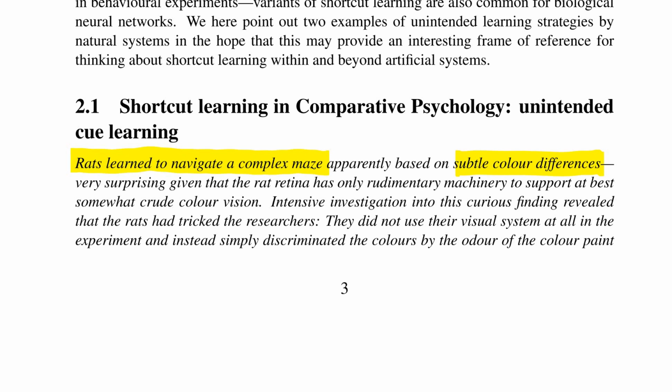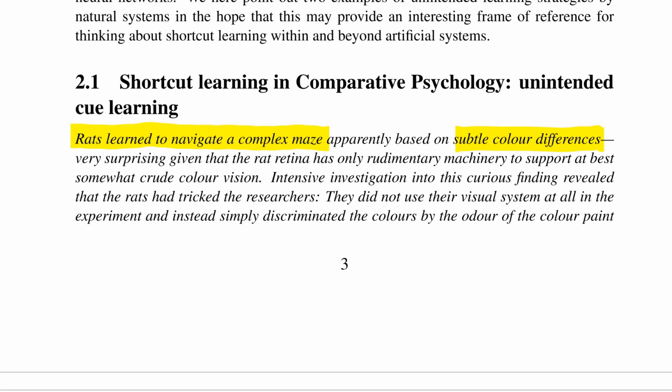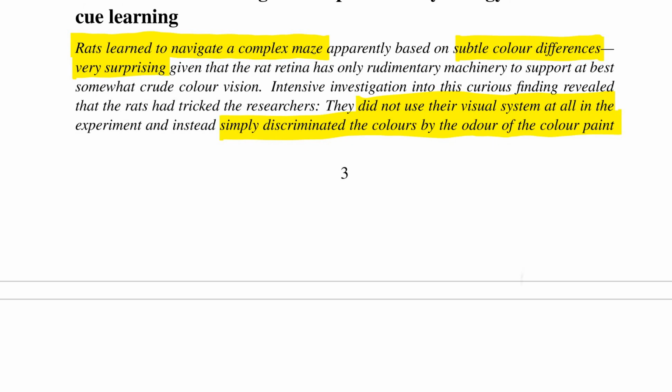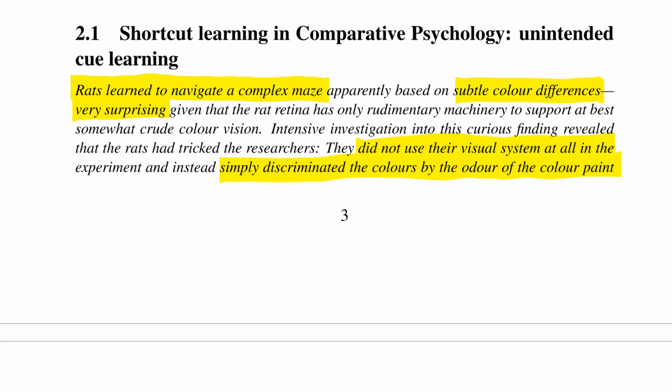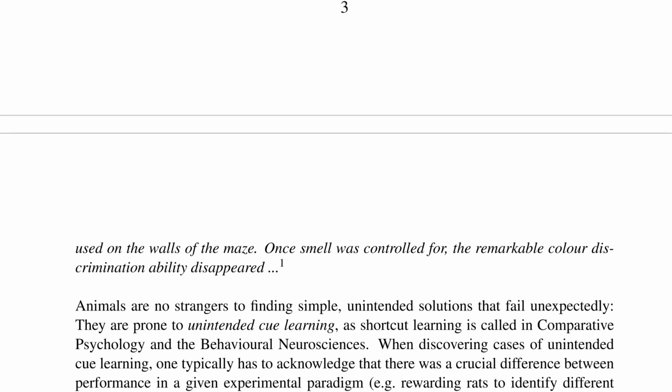And this was surprising because rats don't really have color vision, or it was kind of known that rats don't have super good color vision, so it was very surprising. And then they discovered that the rats did actually not use the visual system at all. They simply discriminated the colors by the odor of the color paint, right? So if you painted the wall red or blue, that smelled differently, and the rats could smell it. Once they controlled for the smell, the remarkable color discrimination ability disappeared, right?